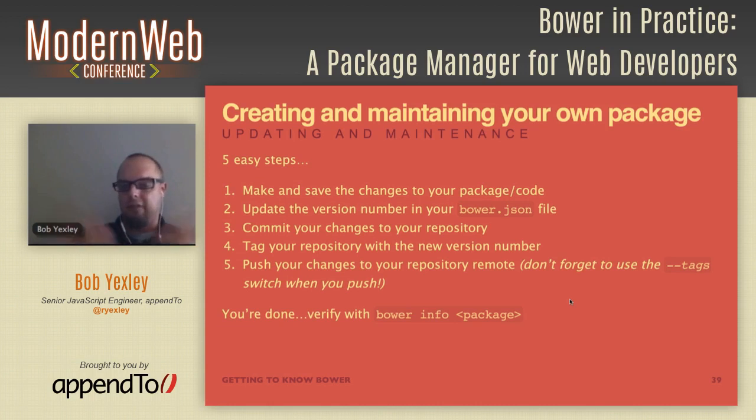Like I said, 5 steps. It may seem like a lot, but most of them are pretty obvious. You've got to make changes to your code, and then just push those changes to your repository remote. When those changes are pushed, anytime somebody runs bower info on your package later, it will include that new version in the results that it shows at the command line.